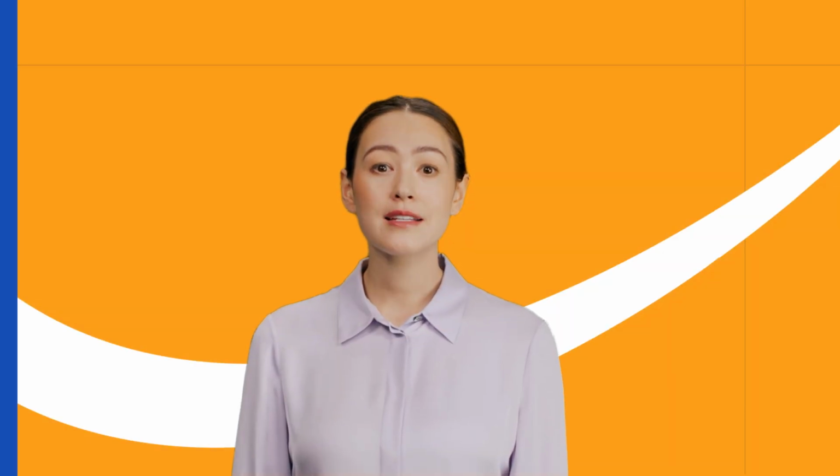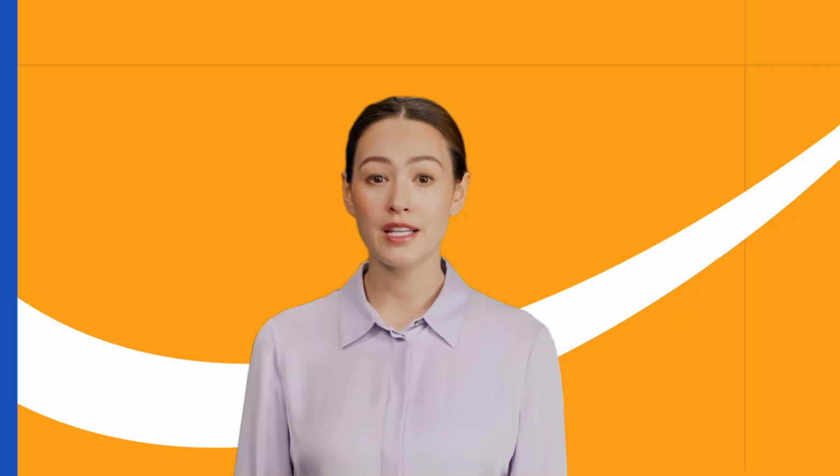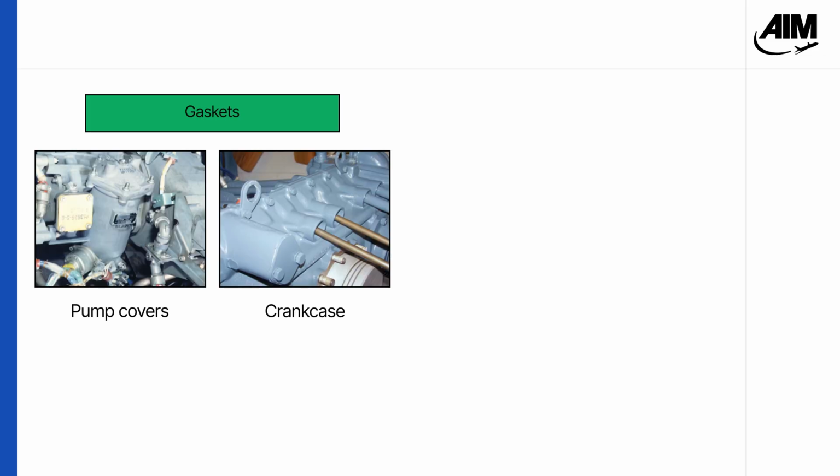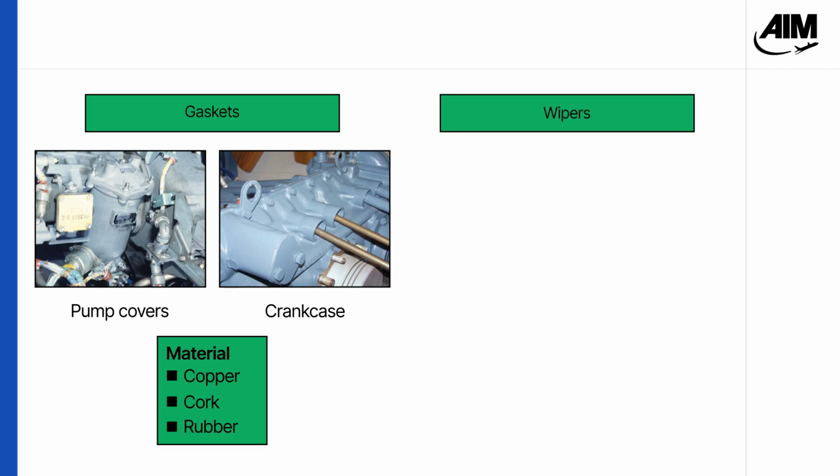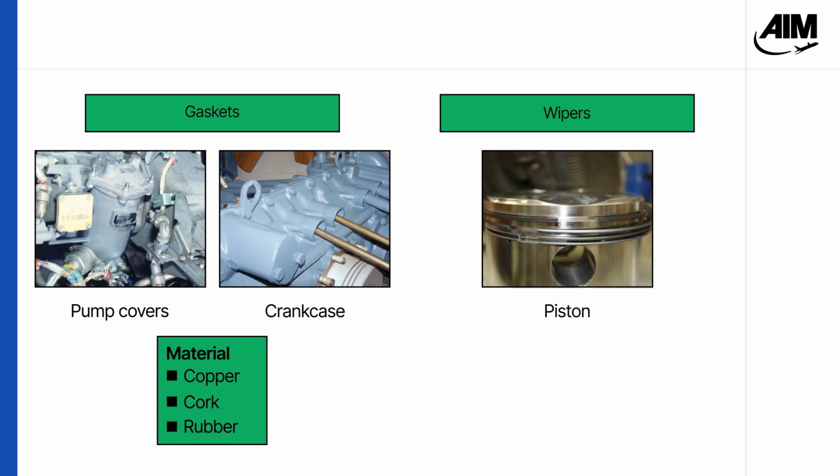Beyond packings, seals also include static and protective types. Gaskets are used in static locations, such as between non-moving parts like pump covers or crankcases. They're made from copper, cork, or rubber. Wipers serve a protective function. They're dynamic seals placed around exposed piston rods to block dirt and fluid. They can be metallic or felt and are critical in preventing scoring and contamination.